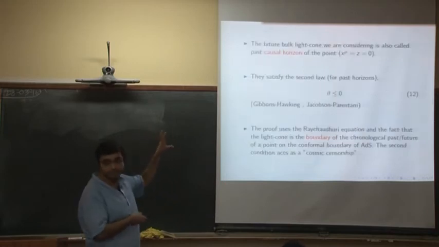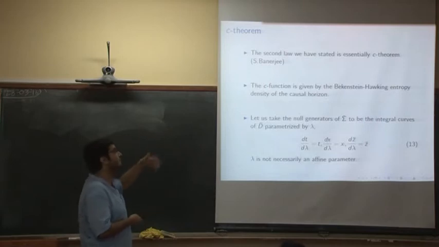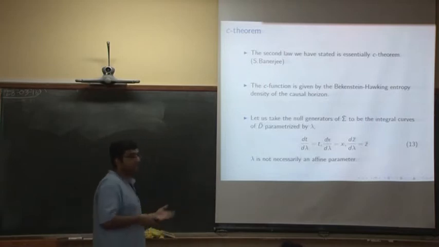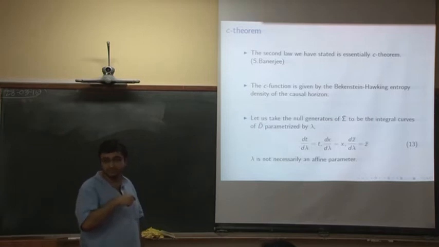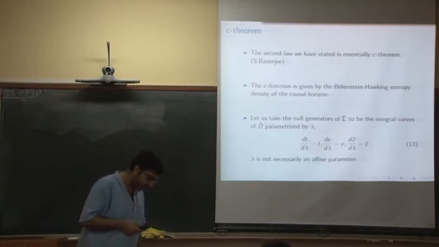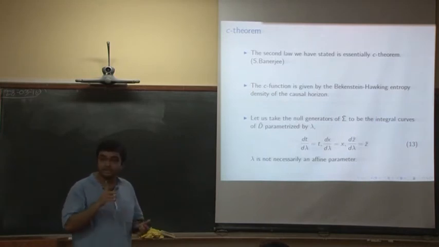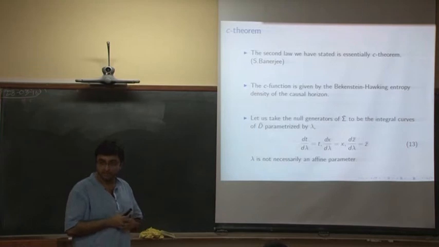So that's the motivational part, but we will actually check this explicitly. The future horizon is the boundary of the past, and the past horizon is the boundary of the future. So if you have a horizon such that towards the future the geodesics never converge, then that's the future horizon, and the expansion is always positive.